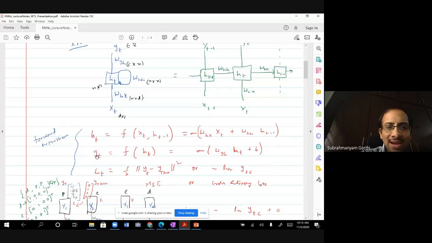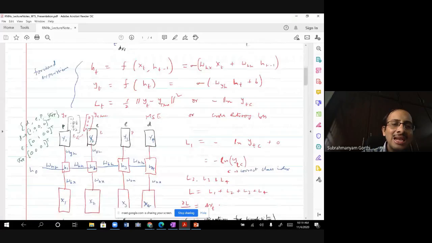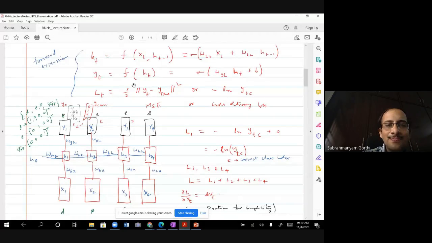Similarly, YT depends only on HT. So it is WYH into HT plus biases. And at any instant I may have an output and a true, desired output. So this is the error. I have an error for my loss function to backpropagate. I can consider different kinds of cost functions just like in a feed forward neural network. I can have a regression kind of framework, or a classification kind of framework, just at the output layer, as in a feed forward neural network. So the only thing that differs between this and a feed forward neural network is this recurrent connection.